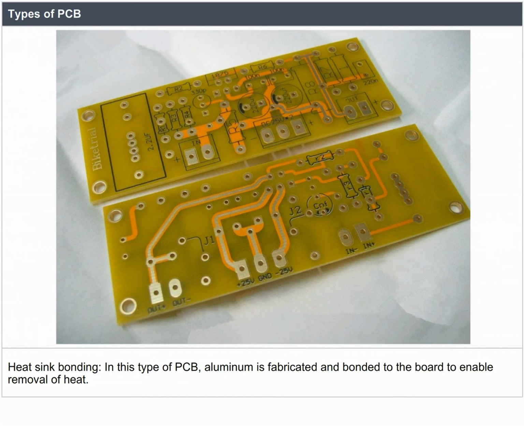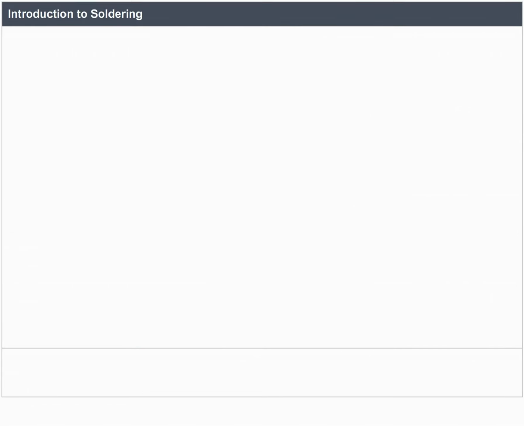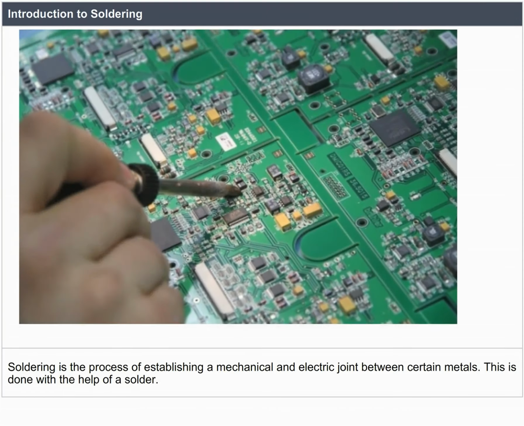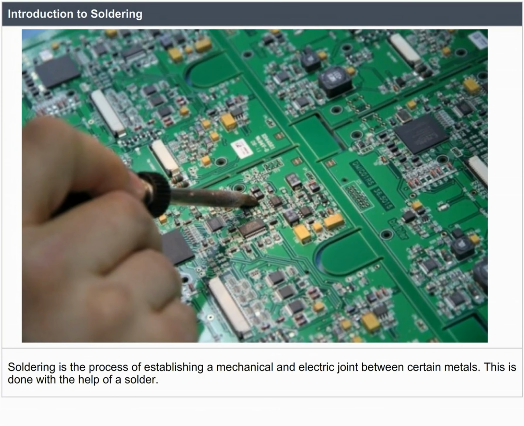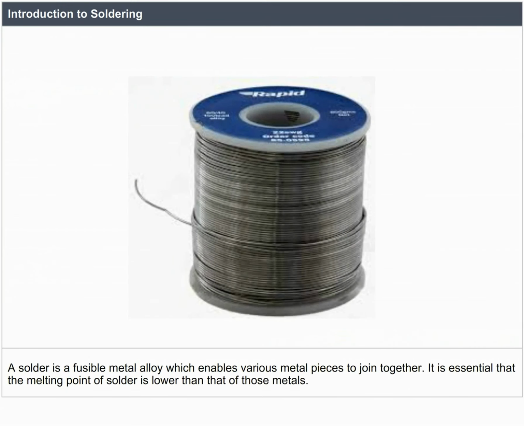Heat sink bonding. In this type of PCB, aluminum is fabricated and bonded to the board to enable removal of heat. Introduction to soldering. Soldering is a process of establishing a mechanical and electrical joint between certain metals. This is done with the help of a solder. Solder. A solder is a fusible metal alloy which enables various metal pieces to join together. It is essential that the melting point of solder is lower than that of those metals.